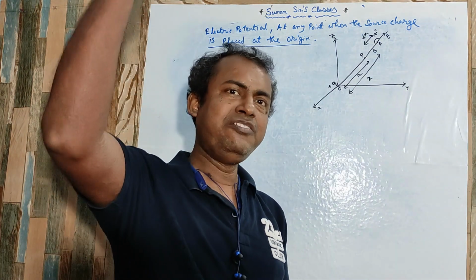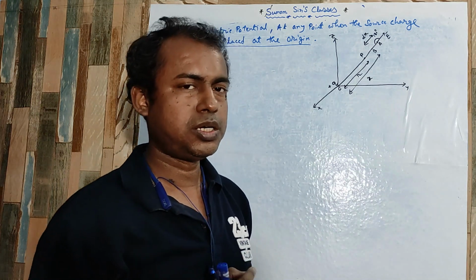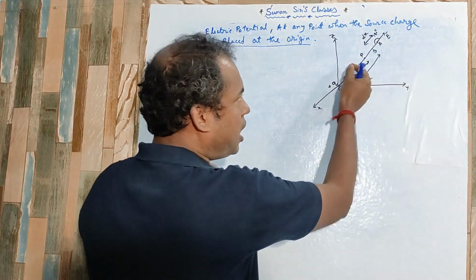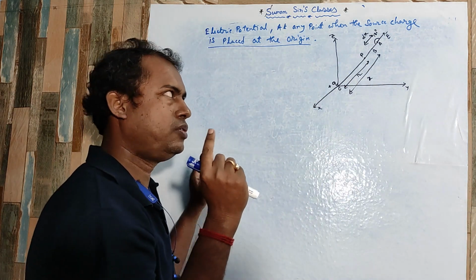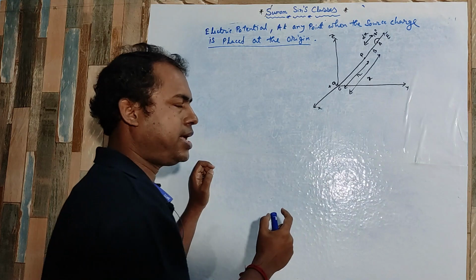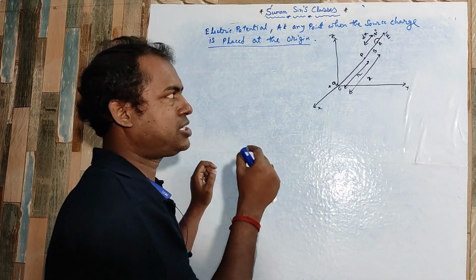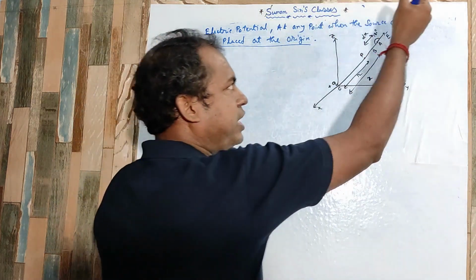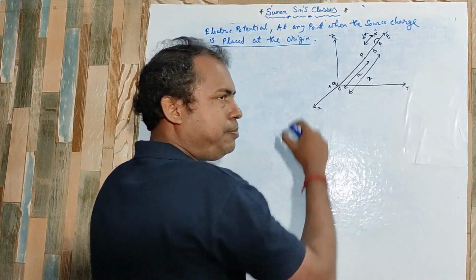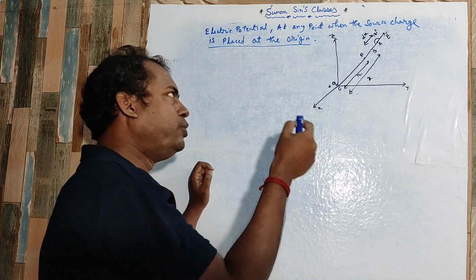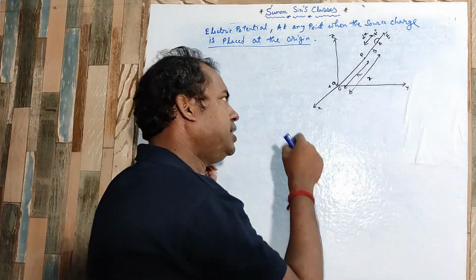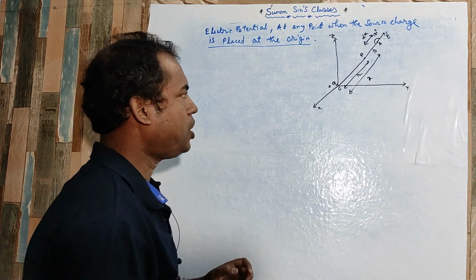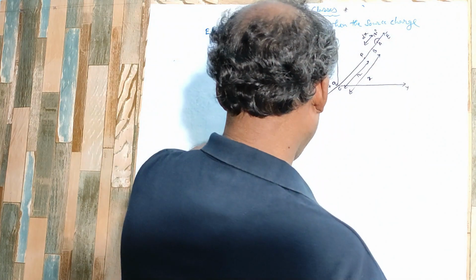That is from infinity. From infinity to a specific point, if I move a unit positive charge, work has to be done in this case. This work done is called the electric potential. So a charge is moving from infinite distance to a specific distance, and during this process a work has to be done. This work done is called the electric potential. So let's see what the electric potential is in this case.